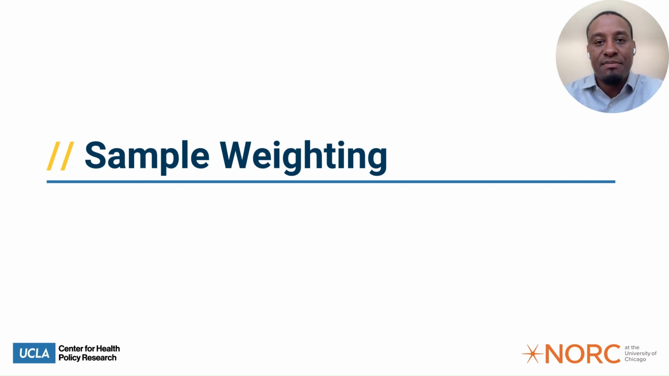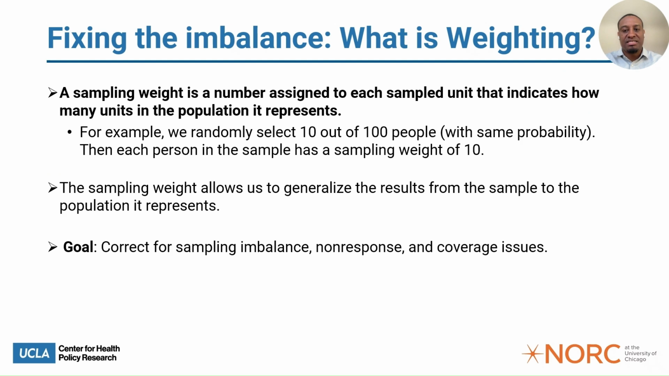Given that these imbalances are very common in a study, the question is how can we correct for them? This will bring us to the core of this presentation, sample weighting. Let's define what we mean by weighting. A sampling weight is a number we assign to each person or unit in our sample. This number tells us how many people in the broader population that one sampled person represents.